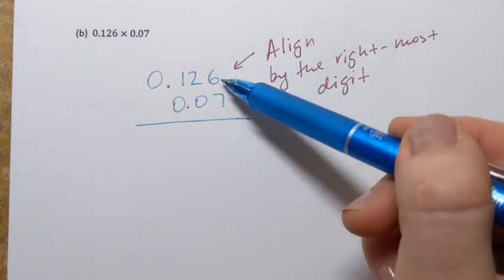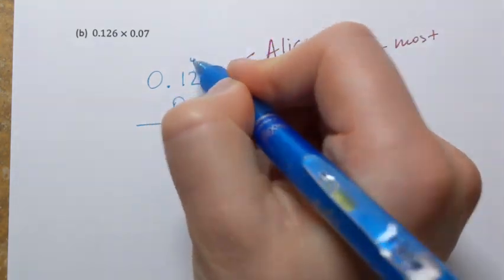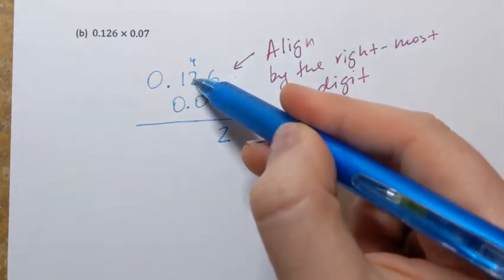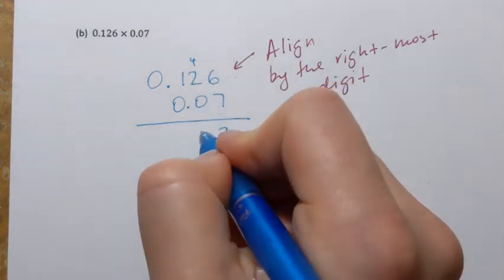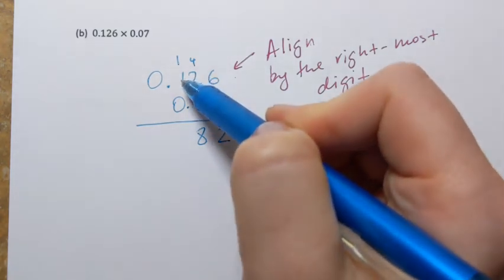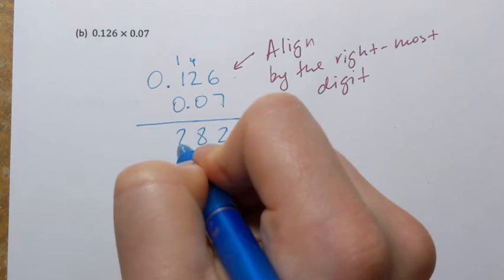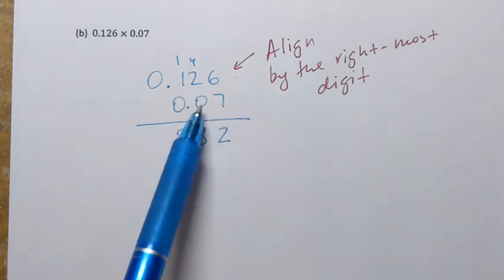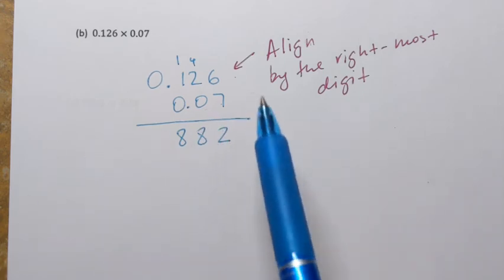So 7 times 6 is 42. I'm writing 2 carry over 4. 7 times 2 is 14. 14 plus 4 is 18. 8 carry over 1. 7 times 1 is 7. 7 plus 1 is 8. 8. And that's it, the rest are zeros, right? So there's no point of multiplying the remaining zeros. I will only get a bunch of zeros in that case. So that's what I got.